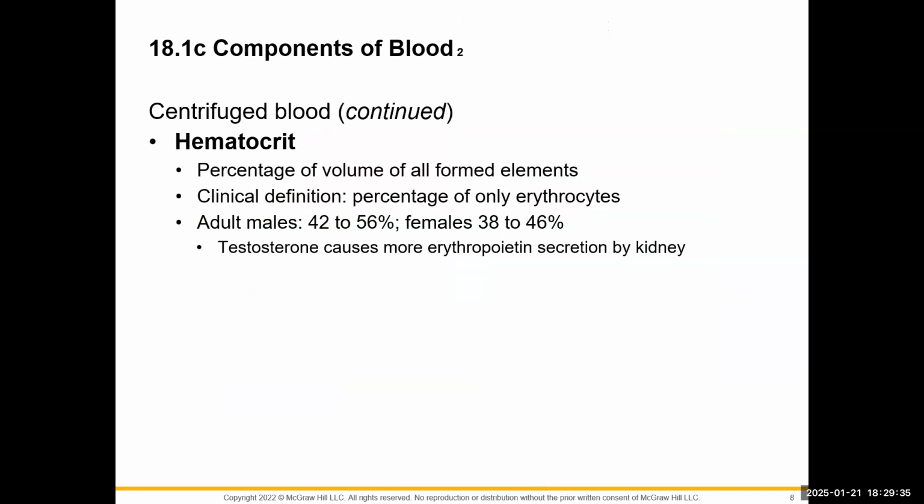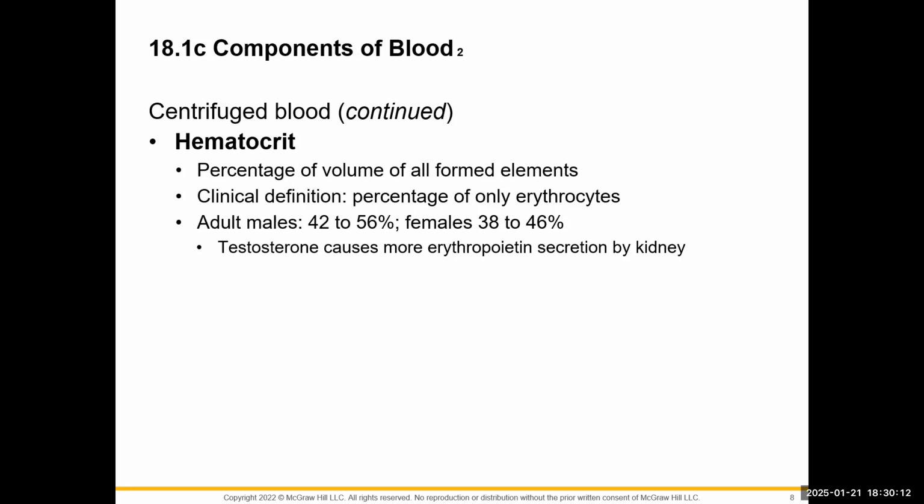So one of the characteristics when we're looking at centrifuged blood is this term called hematocrit. Right? And hematocrit, from a clinical point of view, for example when you go in and get your blood drawn and a report is printed out on your blood, talks about hematocrit. Basically, on that report, hematocrit pertains pretty much only to the erythrocytes, right? But keep in mind, hematocrit is a percentage of volume of all formed elements.